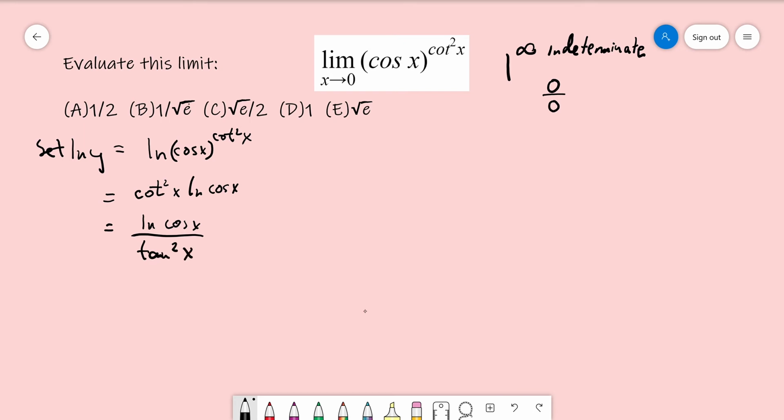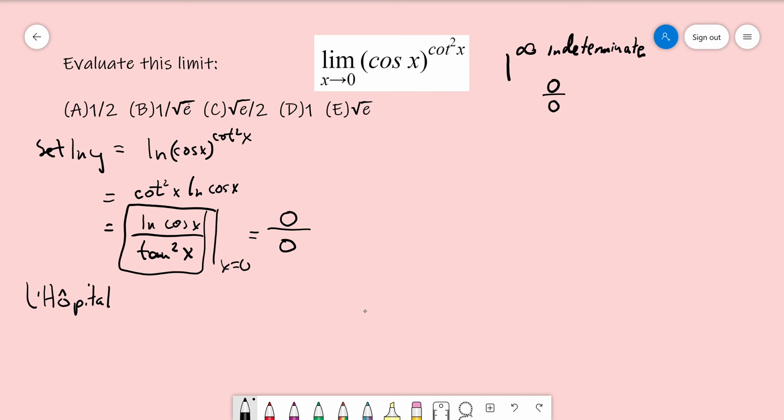And this is good because if we evaluate this at x equals 0, we'll get cosine of 0, which is 1, and log of 1, which is 0, in the numerator, and tangent of 0 is 0, squared is still 0, so that's the indeterminate form that we were looking for. So now we can apply L'Hopital's rule to this expression. Okay, so let's apply L'Hopital.